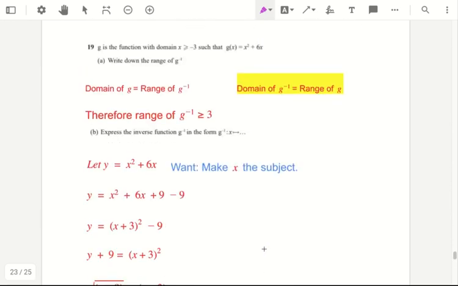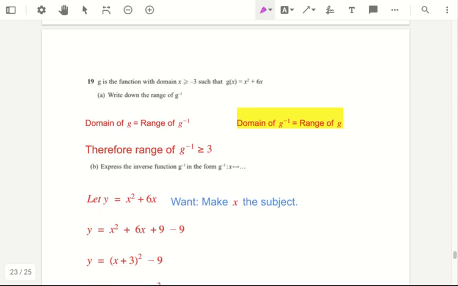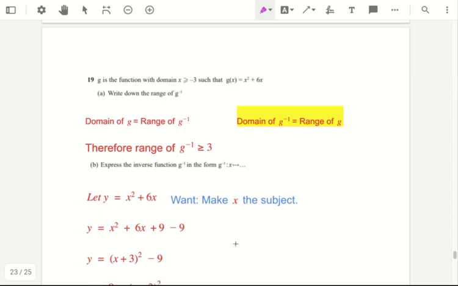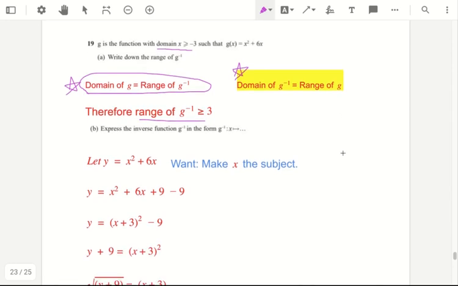Okay, so next question, 19. For this, we want to find the range of g inverse. So remember this: the domain of g is equal to the range of g inverse. Since we're given the domain of g, which is x bigger than or equal to -3, therefore the range is this. Also, you can memorize this as well: the domain of g inverse is equal to the range of g.